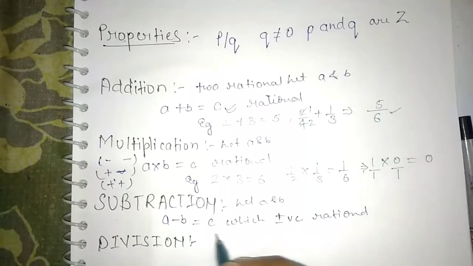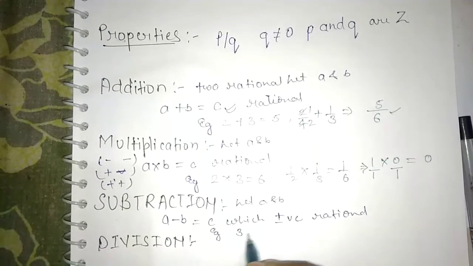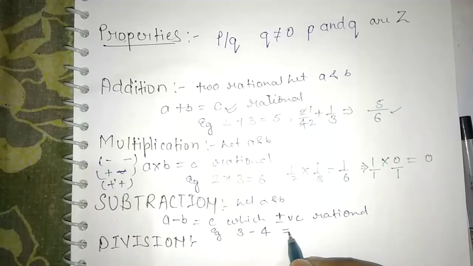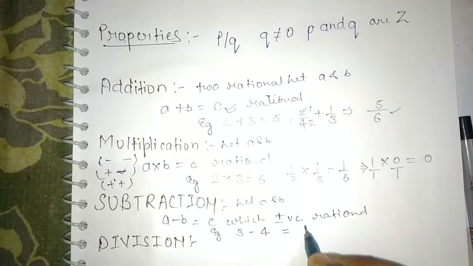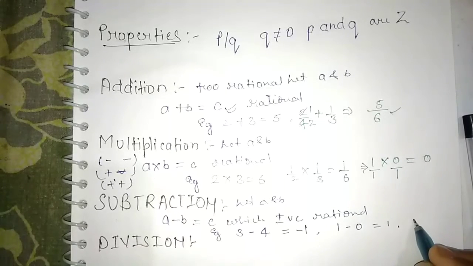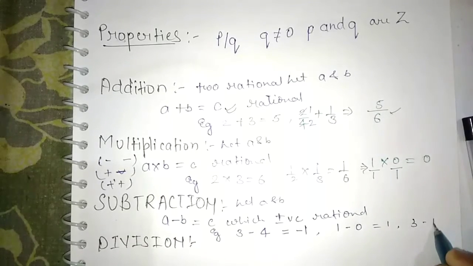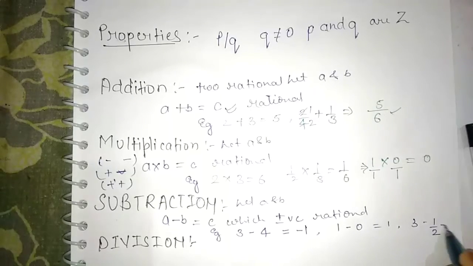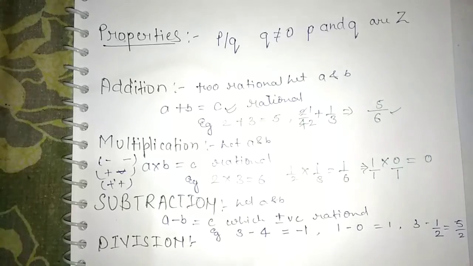Example, we have 3 minus 4 is minus 1, which is also a rational number. 1 minus 0 is equal to 1, which is also a rational number. 3 minus 1 by 2 will give us 5 by 2, which is also a rational number.